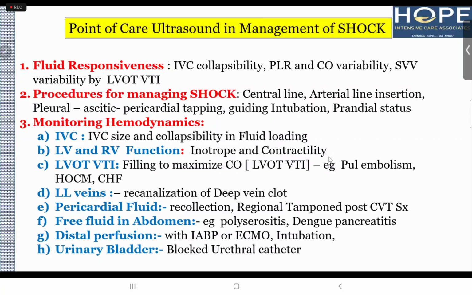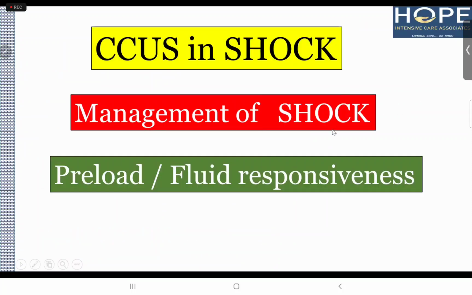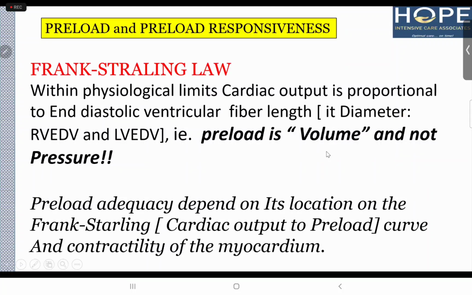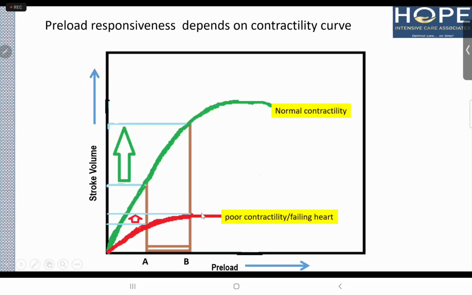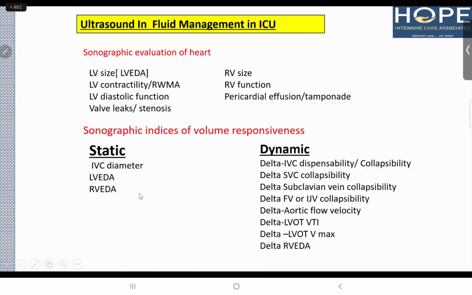But now coming back to fluid responsiveness, we know that the preload is volume and not the pressure, and preload responsiveness can keep on changing depending upon the contractility state of the left ventricle. And this state can be judged by either static indices, which are not recommended because of multiple limitations. We focus more on the dynamic indices of fluid responsiveness, which is especially IVC collapsibility or distensibility.